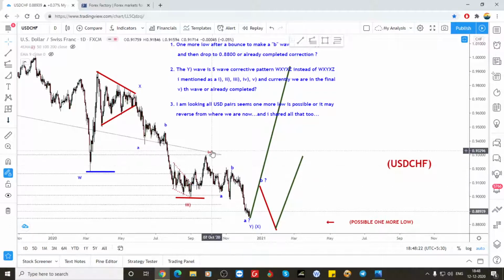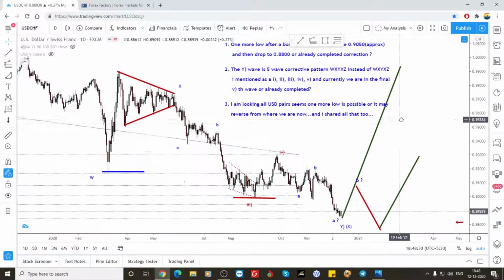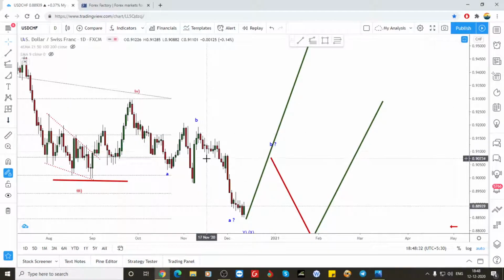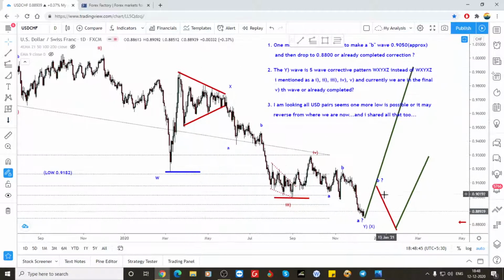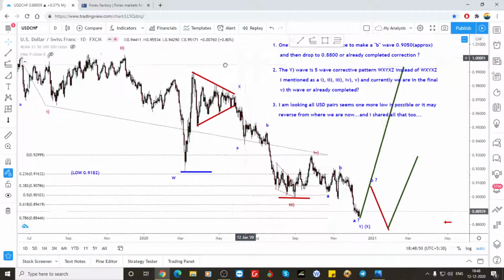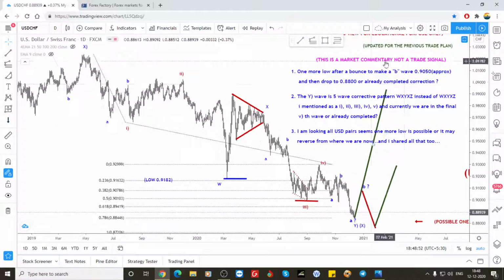If the 4 is here, it has already completed, and if the 4 is here, one more A B C is also possible, or it could be a very small A B 1 2 3 4 5 that is also completed. So mind that anything is possible. From here it can shoot, or one more wave to the downside is also possible. And as I said, I already added at 8850, and I had written here one more drop to 8800, but I bought at 8850.